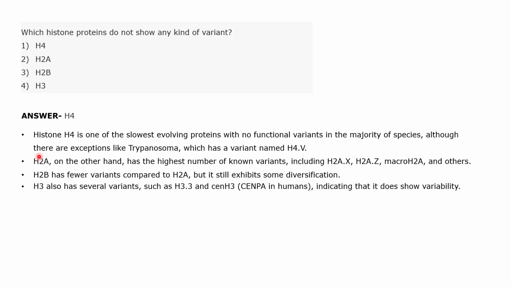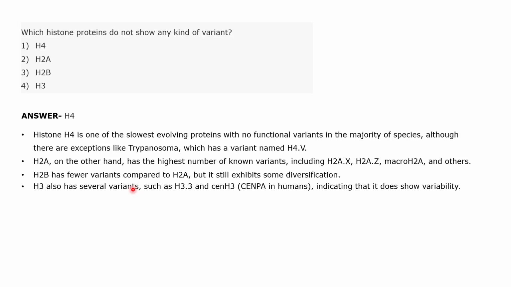If you compare the other histones, H2A has the highest number of variants, including H2A.X, H2A.Z, macroH2A, and other variants. Among these, H4 has the least number of variants, while H2A has the highest number known till now. H2B also has a few variants that come in between H2A and H4, but it still exhibits some diversification.